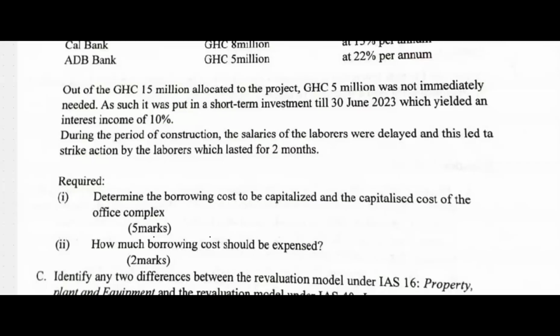So the question says, how much borrowing cost should be expensed? Because other interests are also termed borrowing costs, it's referring to the finance costs. So it's talking about determining the borrowing cost to be capitalized and the capitalized cost of the office complex. You find the borrowing cost, you add the cost of the office complex, then you treat them in the financial statement. This whole thing is 7 marks, meaning it's not so much work. All right, so now let's go to the top.